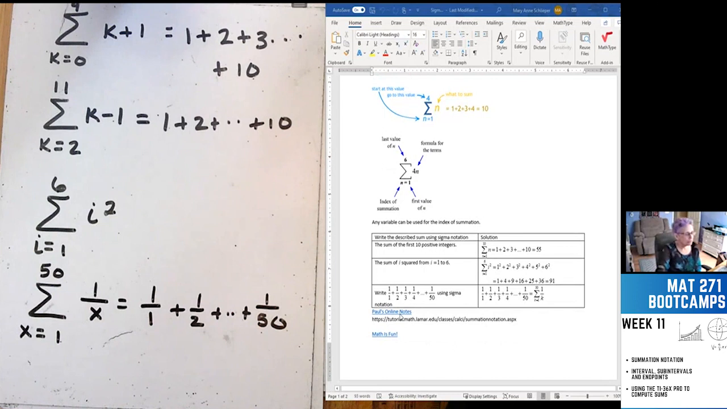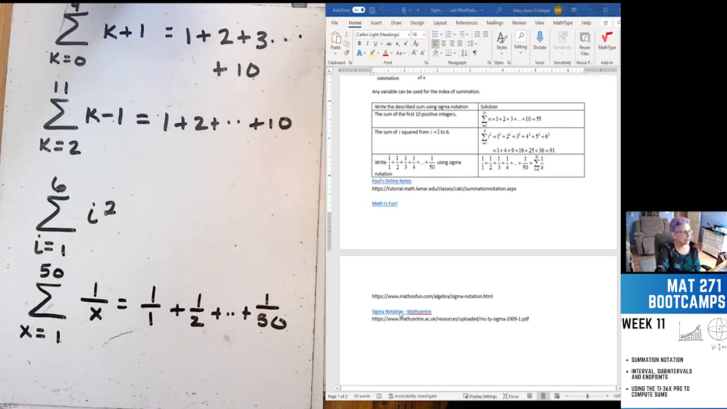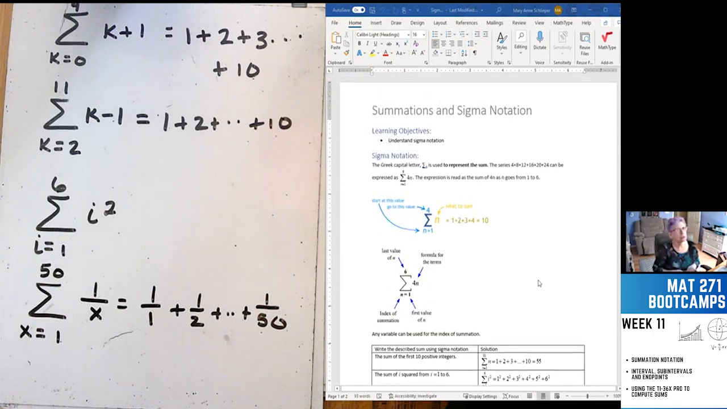If you want some more info, you can go to Paul's Online Notes. Math Is Fun and Math Center also had a really good explanation of sigma notation.